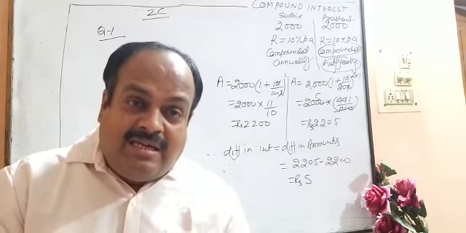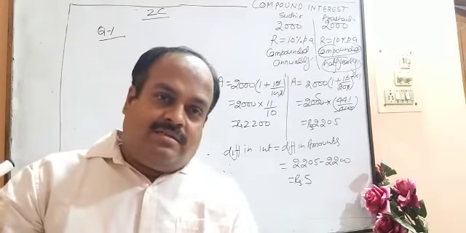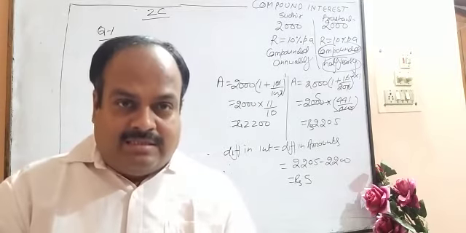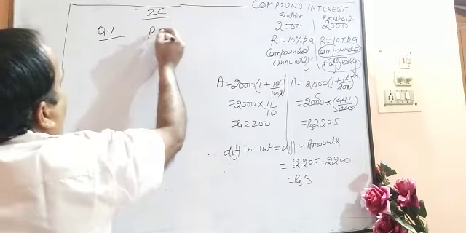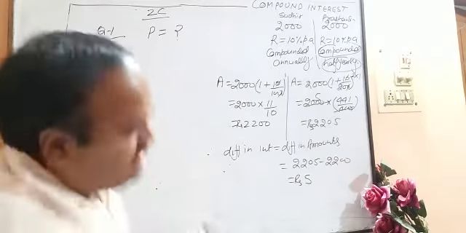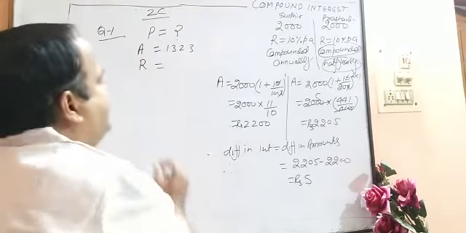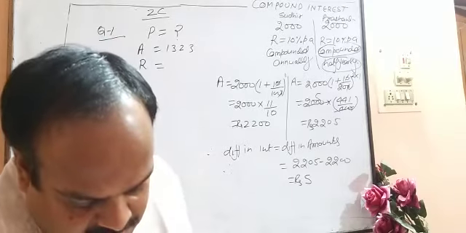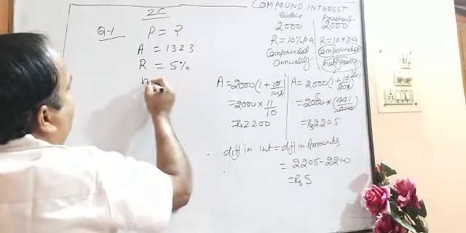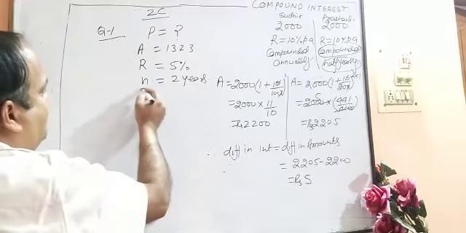You think that the amount is asked. No, my dear, the amount is not asked. The sum to be invested means the principal is asked. So here P is the question mark. The amount is 1323 and the rate is 5% per annum. The time is 2 years, compounded annually.